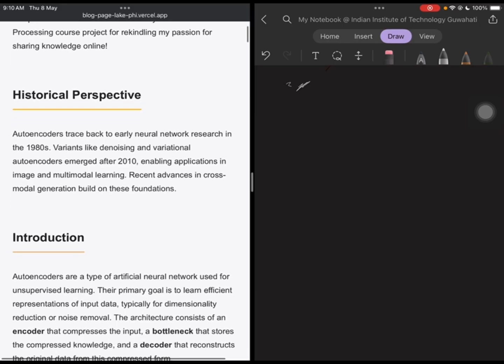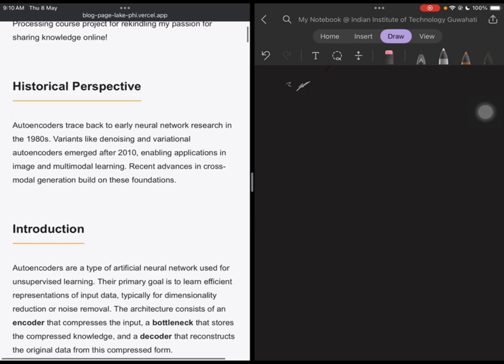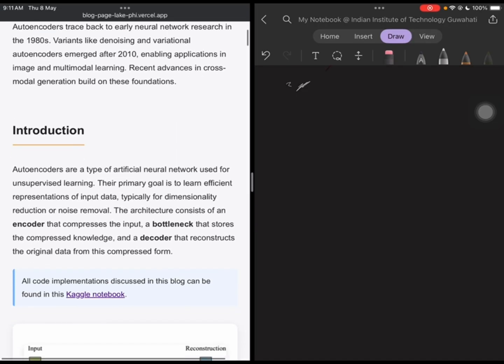I will be going fast in the beginning because I have a lot to cover in this blog. Historically, autoencoders were discovered by Geoffrey Hinton in around the 1990s, as far as I remember, and it was very similar to our biological neurons. And I will be starting with the simple autoencoder setup.